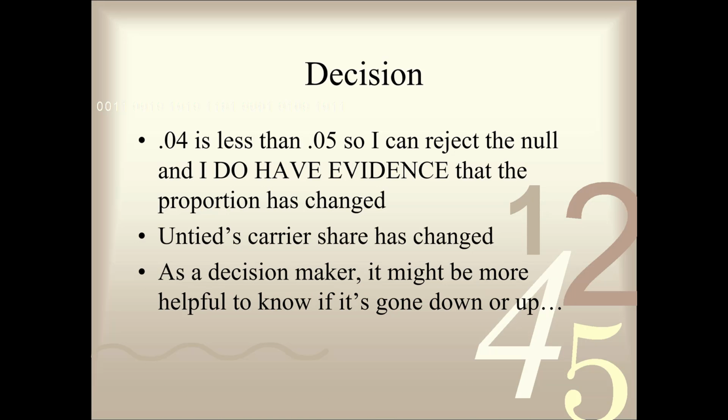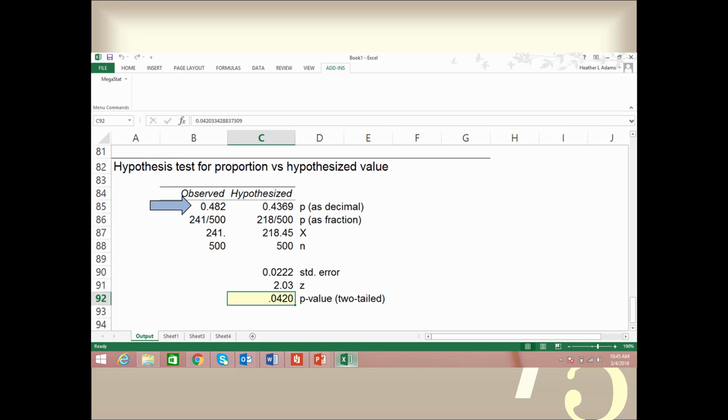Okay, we just have evidence that it's changed. We haven't really tried to prove that it's less than or greater than. As a decision maker, it might be more helpful to know if it's gone down or up. Okay, so my observed was 0.482. I see obviously that's higher than 0.4369, but I need to test whether that's statistically significant or not. And the p-value is 0.042.